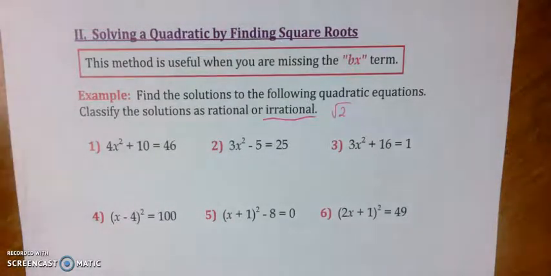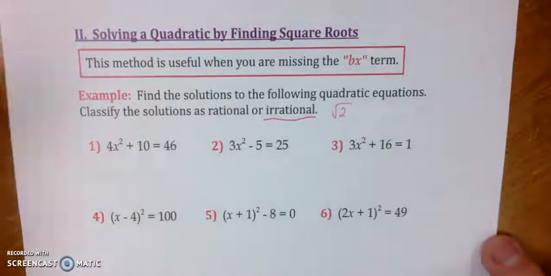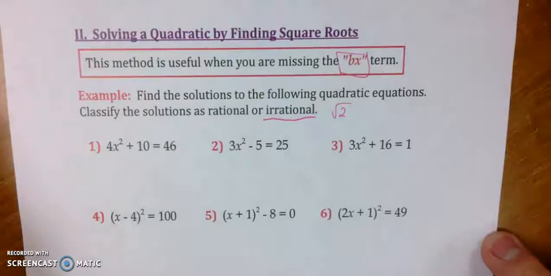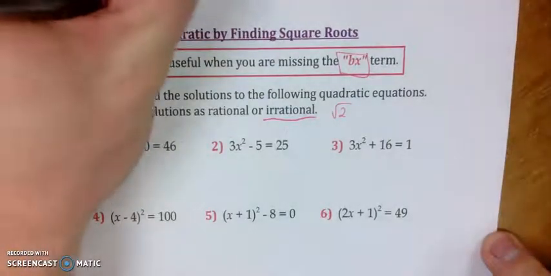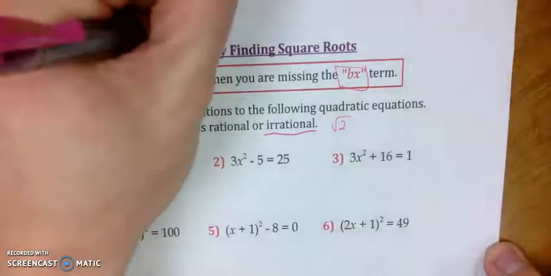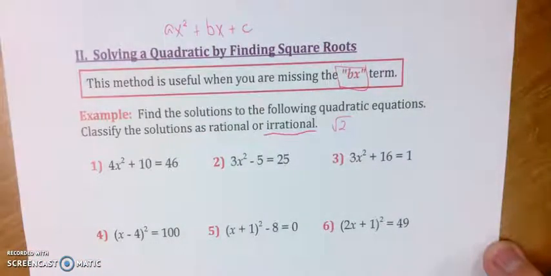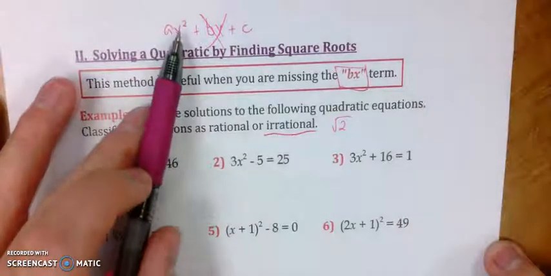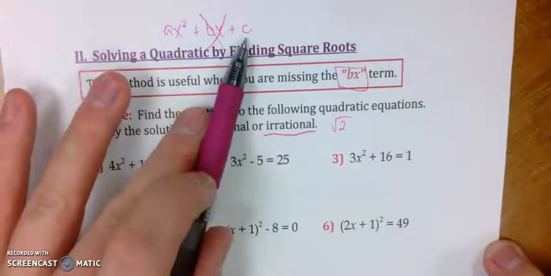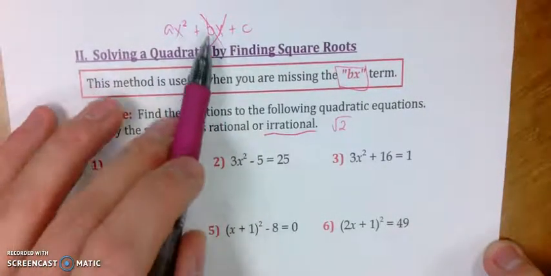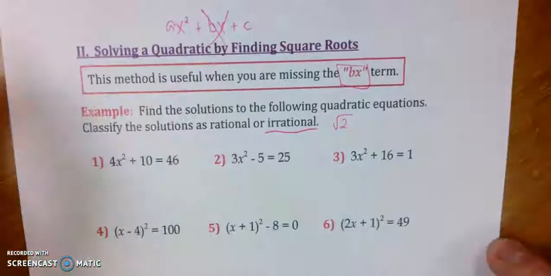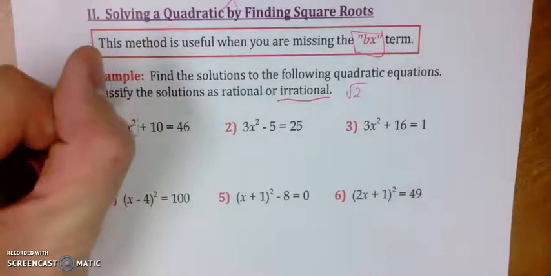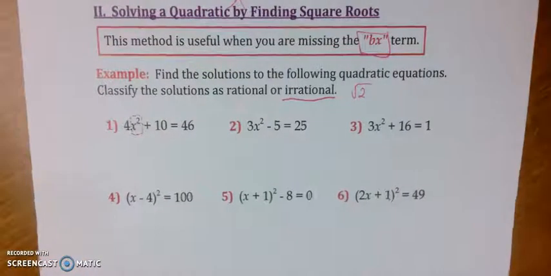So, solving by square roots. This is what we're going to employ anytime we are missing the bx term. Essentially, if I have a quadratic equation as ax squared plus bx plus c, that middle term is not going to be there. We're either going to have an x squared and a c, or maybe both, but we will not have that linear factor of the bx.